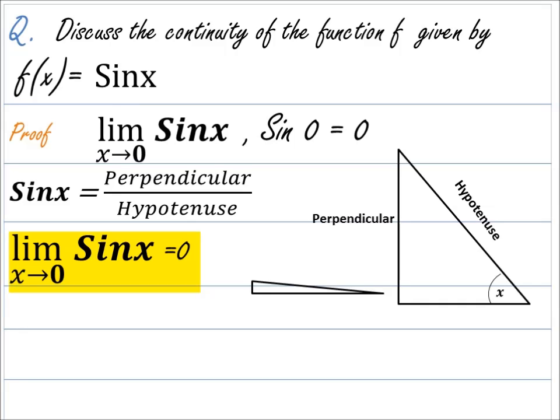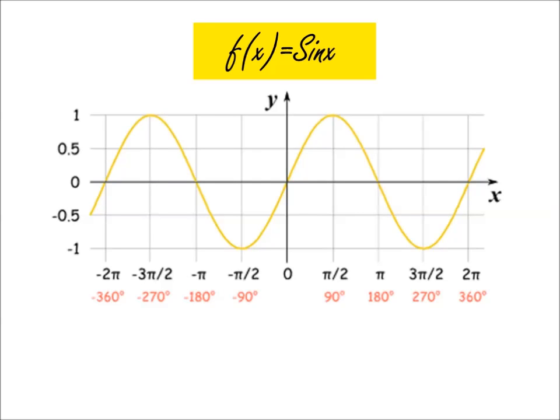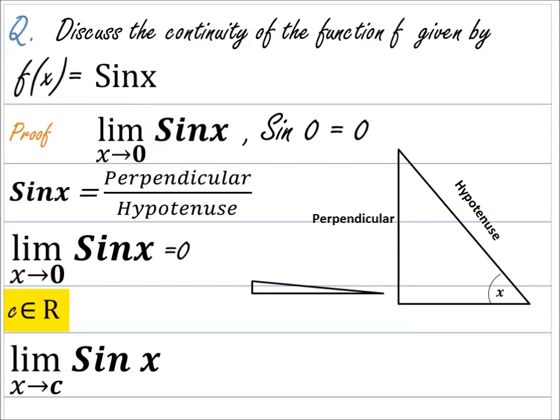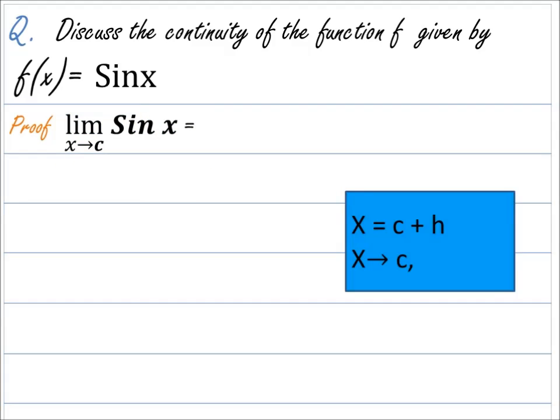And now let's try to find out the limit of the function sine x at any point c in its domain. And from the graph of the function it is also clear that the sine x function is defined for all real numbers. Now suppose c is a real number and we have to find the limit of this function when x approaches c, or you can say we have to find out the limit as x approaches c of sine of x. And now suppose x is equal to c plus h. And now when x approaches c, then at that time h approaches 0.